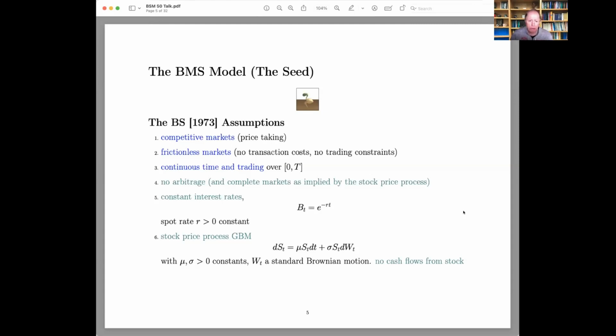The original model assumed constant interest rates. So given here, B sub t is the value of a money market account at time little t, and r is the spot rate of interest, sometimes called the riskless rate. Assume that the stock price process follows geometric Brownian motion, where the drift and volatility parameters are constants. And typically we assume no cash flows on the underlying stock, but that is easily relaxed.